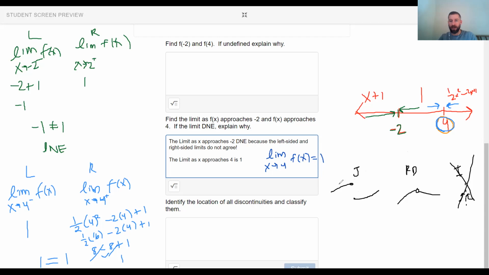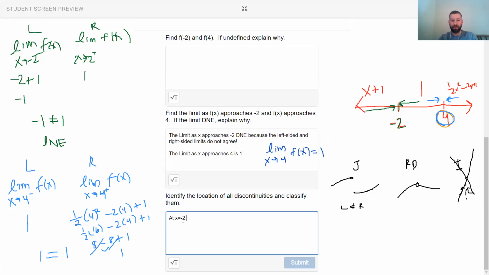Let's take a look. Is it true that in one of these cases, the left is not equal to the right? Yes, that happened at our DNE point over here where the limit did not exist. So we're actually going to name that. So at x equals -2, there is a jump discontinuity because the left-sided and right-sided limits did not agree.